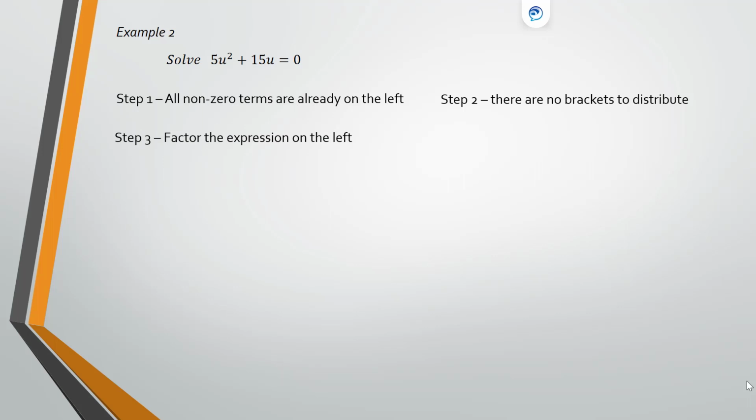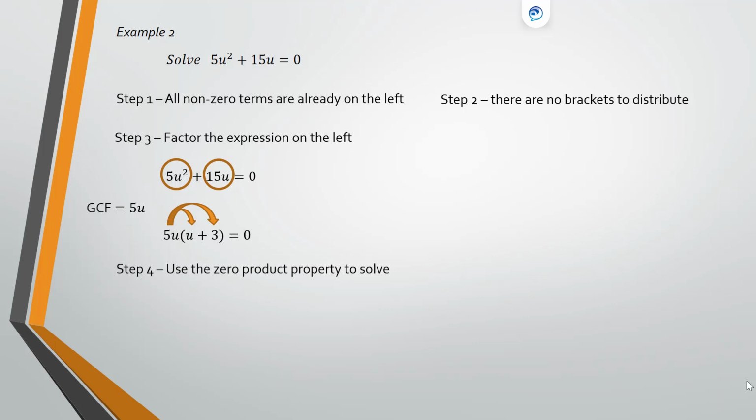Step number 3, we need to factor the expression on the left. So let's have a look at 5u squared plus 15u equals 0. The greatest common factor of 5u squared and 15u is 5u. Okay, so let's take out the greatest common factor, and we've got u plus 3 remaining. Let's just check this has been factored correctly. 5u multiplied by u gives me 5u squared, and 5u multiplied by 3 gives me 15u.